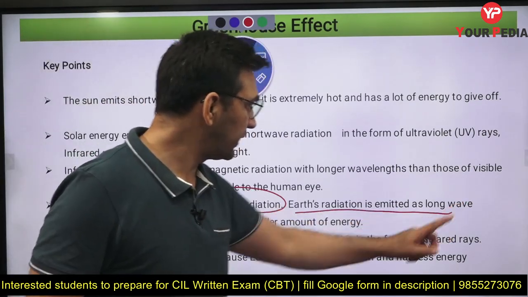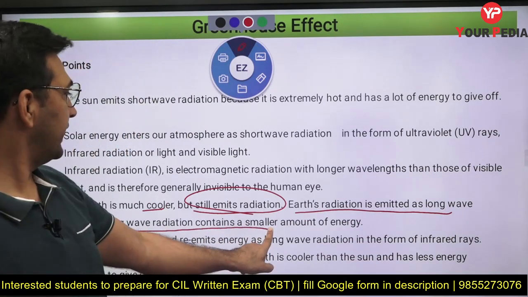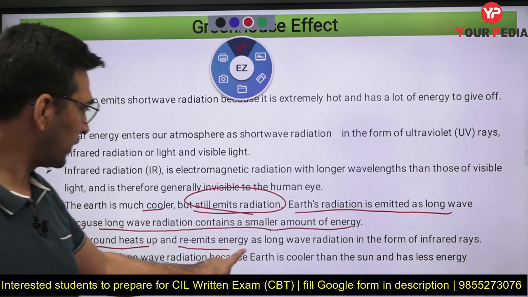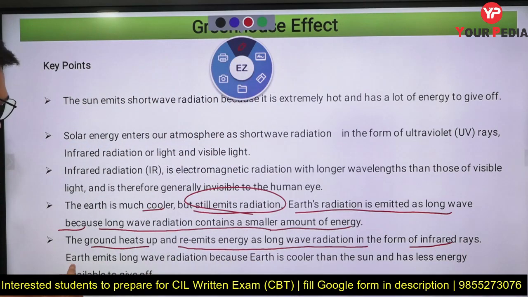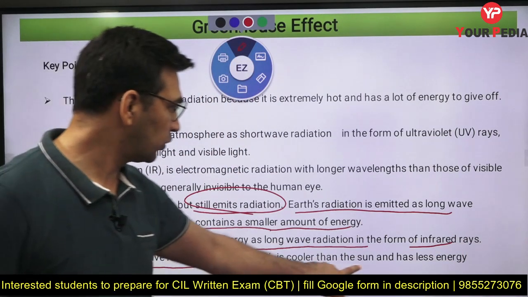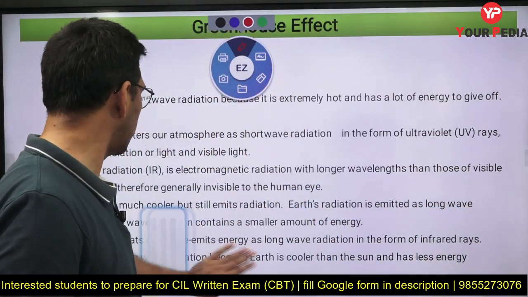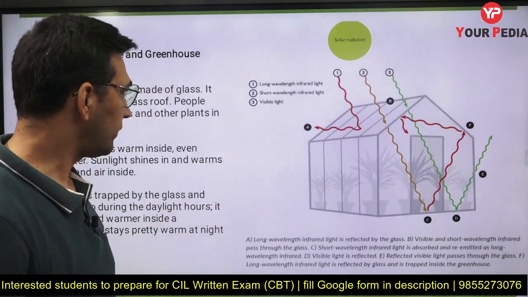Earth radiation is emitted as long wave because long wave radiation contains only a small amount of energy. Now the ground heats up and re-emits energy as long wave radiation in the form of infrared radiations. Earth emits long wave radiation because Earth is cooler than the sun. So all this I explained to you, and I explained it with respect to this greenhouse also, and how that warmth is kept, right?